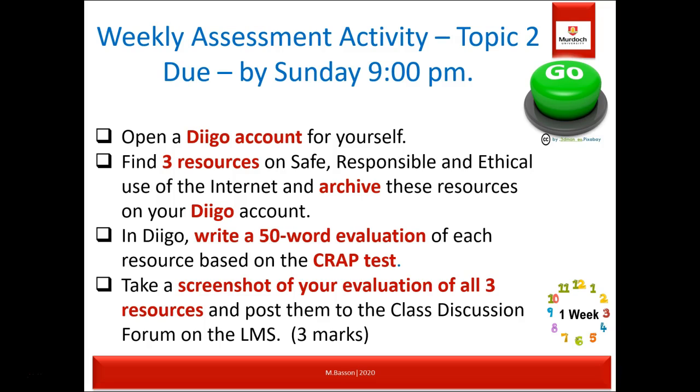and archive these resources on your Diigo account. Now, in Diigo, write a 50-word evaluation of each of these resources based on the CRAB test. That means you have to perform the CRAB test on each of these resources and then write your 50-word evaluation telling us what's the currency, what's the reliability, who is the author, and lastly, what's the purpose of the site.